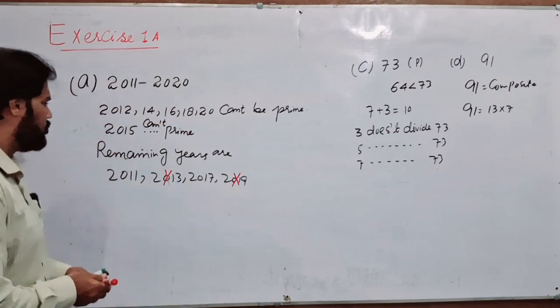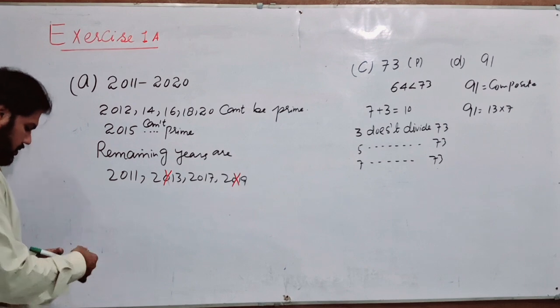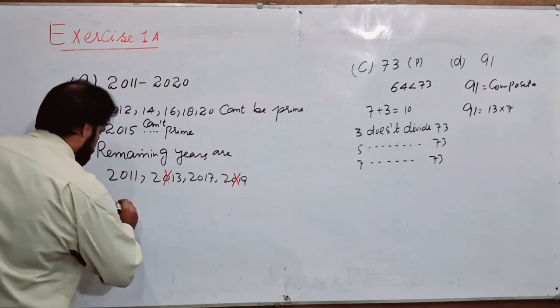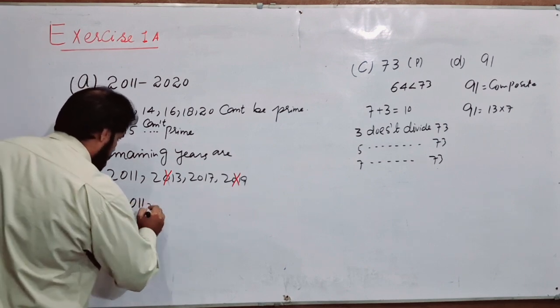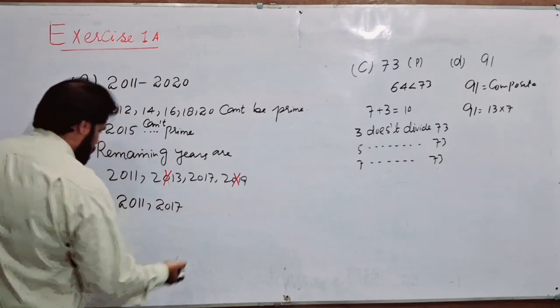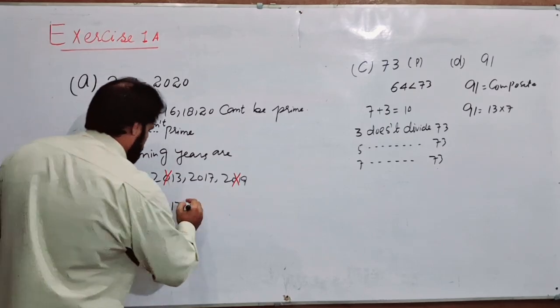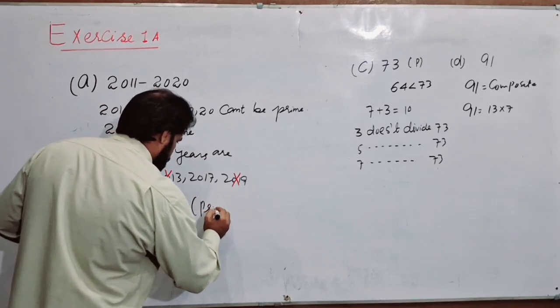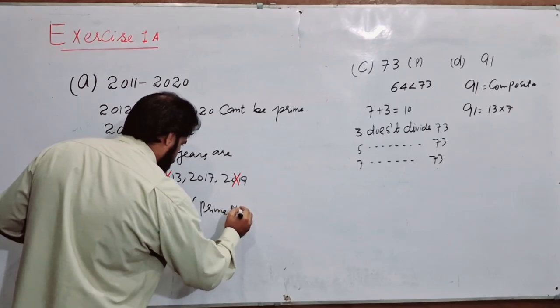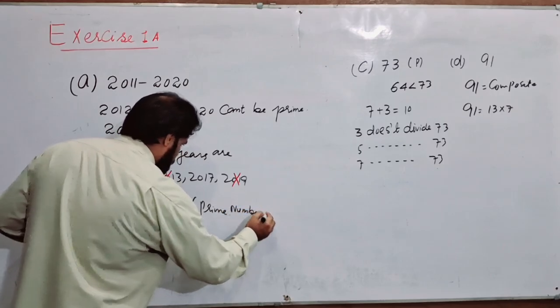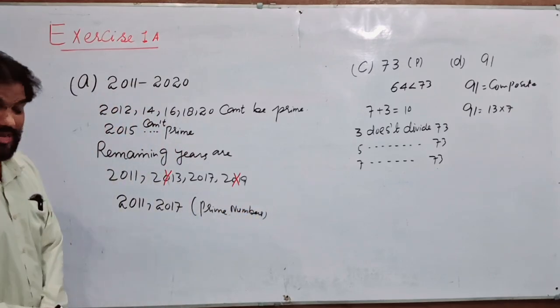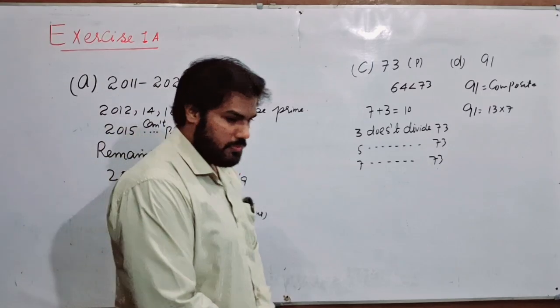Now we have only 2 remaining years. The 2 remaining years are 2011 and 2017. The answer is actually these are both prime numbers. But can we say directly these two are prime numbers? No.